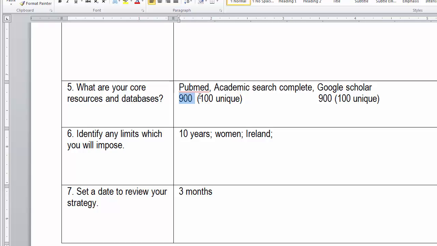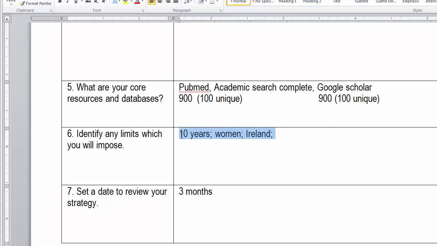Now, from the coverage point of view, if we do the same search in PubMed and let's say in Google Scholar, and we get 900 hits in each, but of those 900 hits, 100 of them can only be found in PubMed and 100 can only be found in Google Scholar. That means then that we actually have 900 plus another 100 unique from Google Scholar, which means we have a total of 1,000 papers. So it's a 10% increase in our coverage, which is good because you may find something that's worth looking at.